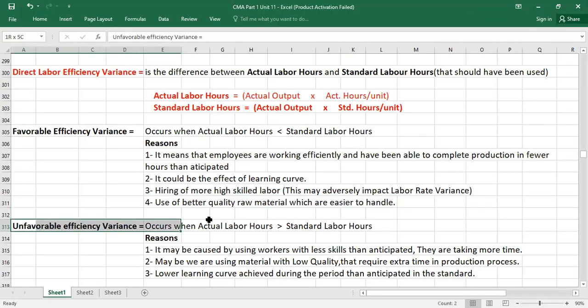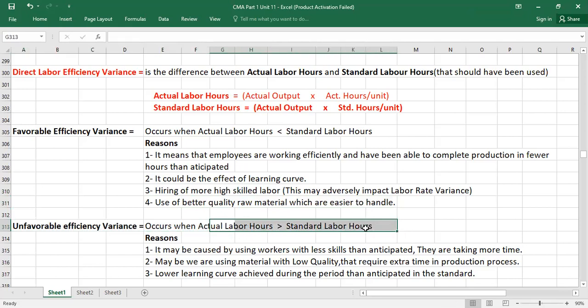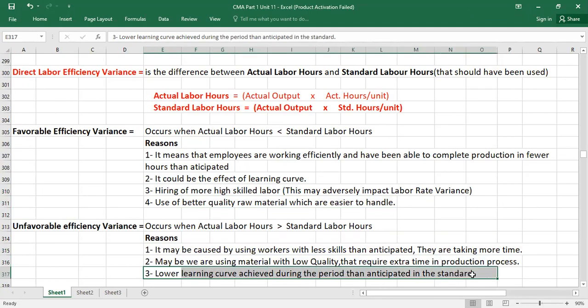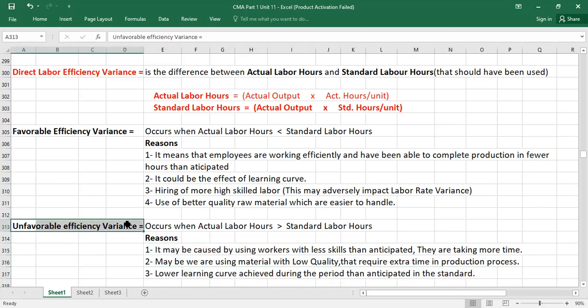Unfavorable efficiency variance occurs when our actual labor hours are greater than standard labor hours, and the following could be the reasons. Number one, it may be caused by using workers with fewer skills than anticipated, so they are taking more time because they are not skilled. Second, maybe we are using low quality material that requires extra time in the production process, because it is not easy to handle. Number three, maybe a lower learning curve was achieved during the period than anticipated in the standard. So these could be the results of unfavorable efficiency variance.